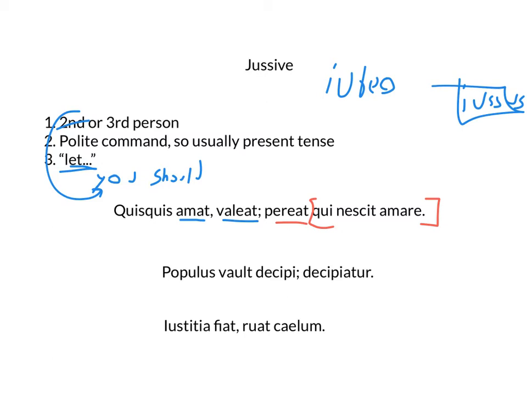Populus vult. Oh, that should be vult. My autocorrect has failed me here. There we go. Populus vult decipi. A people wants to be deceived. Ooh, let them be deceived. I kind of like that again. You get the indicative with the infinitive there on this side, all indicative, and then here we have the subjunctive. So the people want to be deceived, let them be deceived. Notice this is a statement. The first half is the people want to be deceived. That's a statement, and then this here is kind of like okay, let them be deceived. Like let them go ahead.